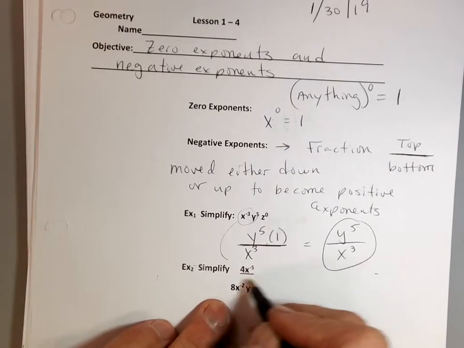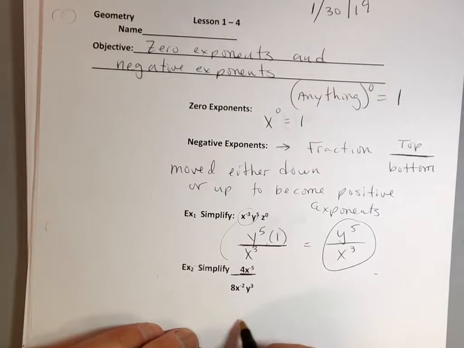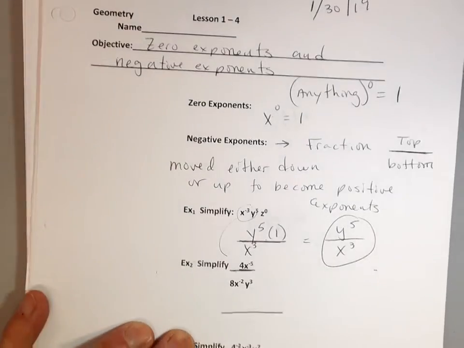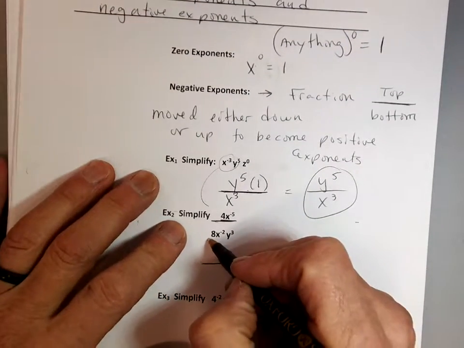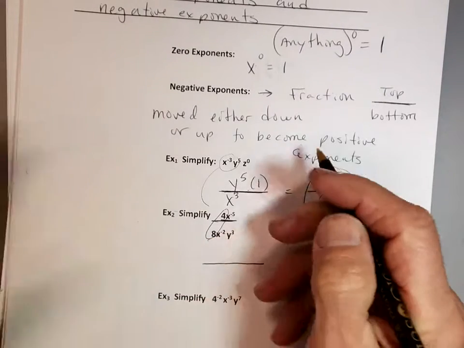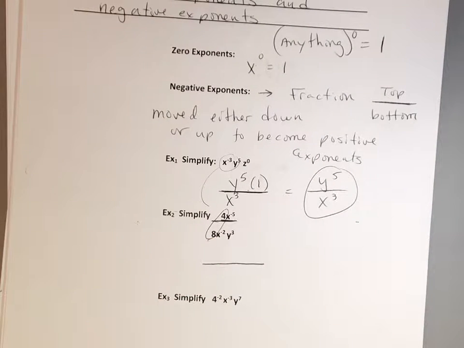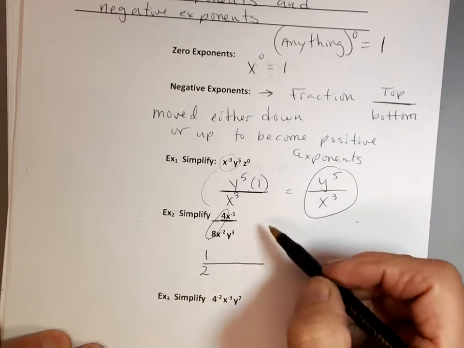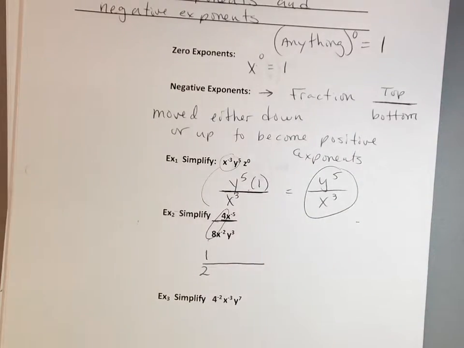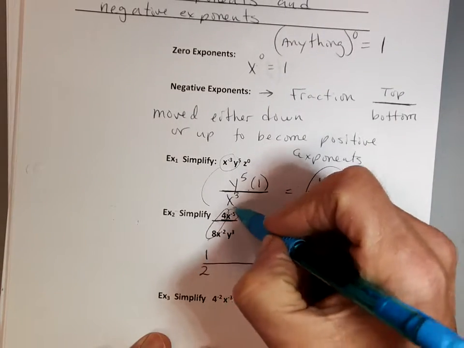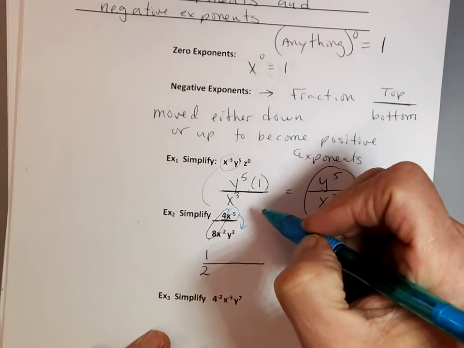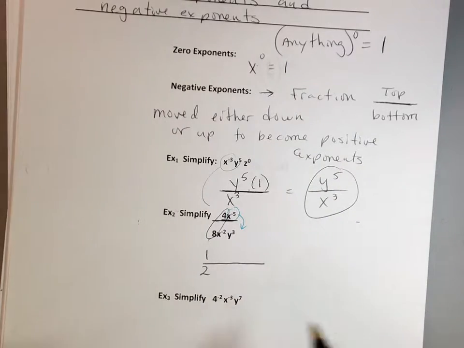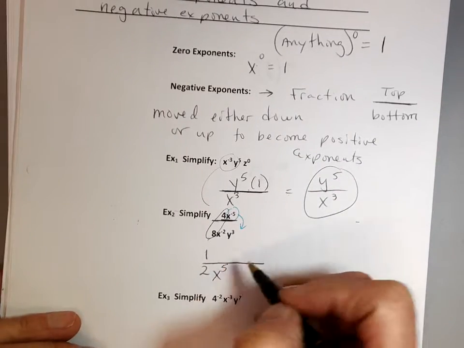So example 2, I see negative exponents. So what I do is I think fractions, okay? Think fractions. 4/8, those are just regular numbers. Regular 4/8, which reduces to 1/2. You guys okay with that? 4/8, those are regular numbers. 4/8 becomes 1/2, okay? Now, I'm going to move the x to the negative 5 down. Becomes x to the positive 5.